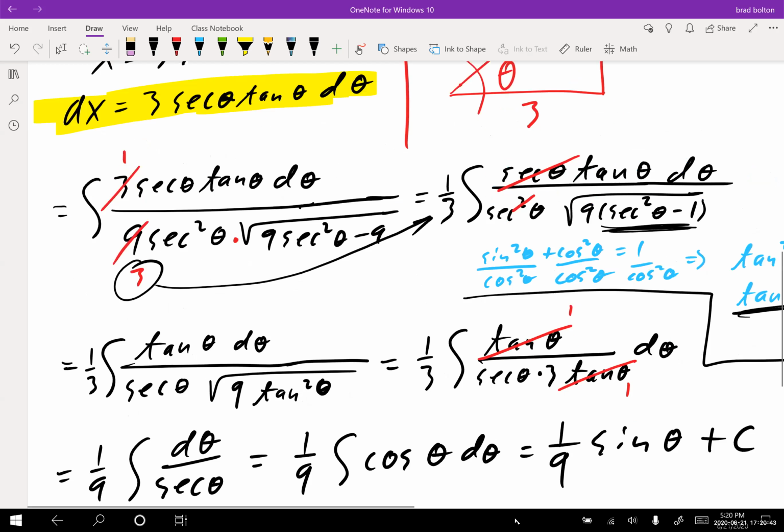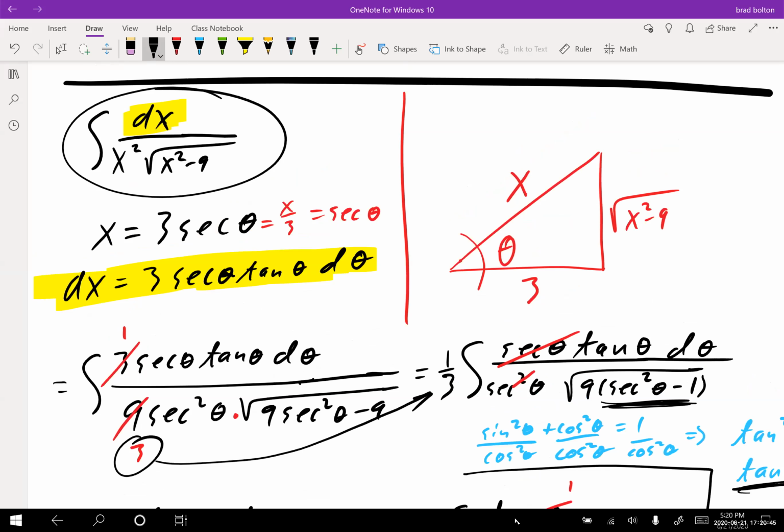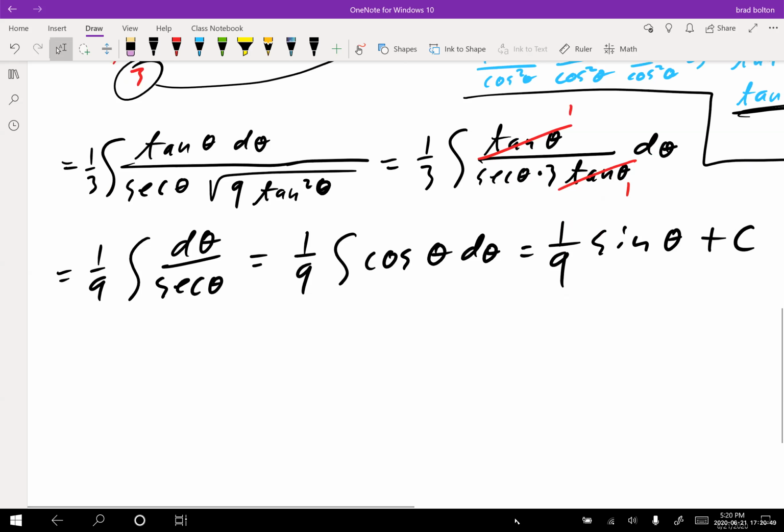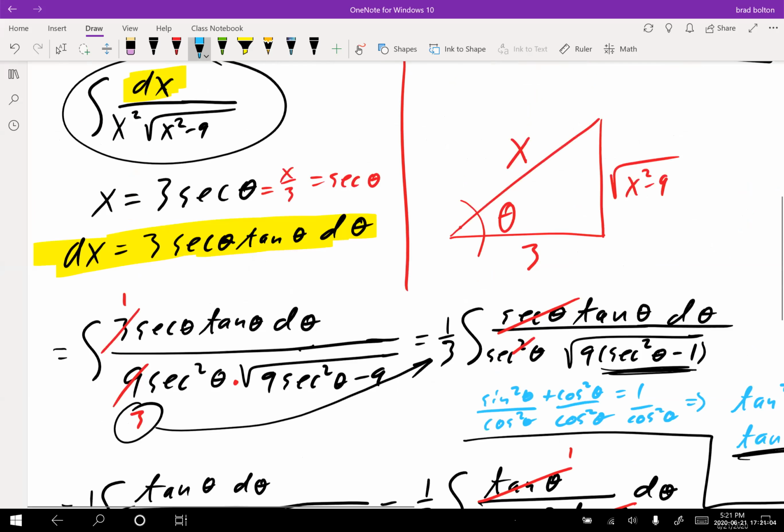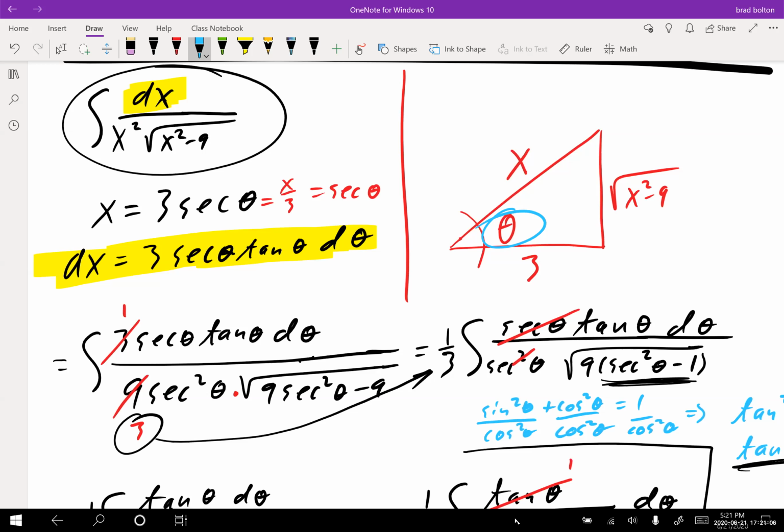If we look back to the original problem, it's this, right? x and dx. So we've got to back substitute everything. So now we're going to get 1/9 sine. Now what was theta? Oops, I'm sorry, I did it wrong. We have to think, what is the sine of theta worth? Well, we go back to the triangle that we built. If this is theta, what's its sine? Well, sine of theta would be opposite over hypotenuse, square root x squared minus 9 over x.